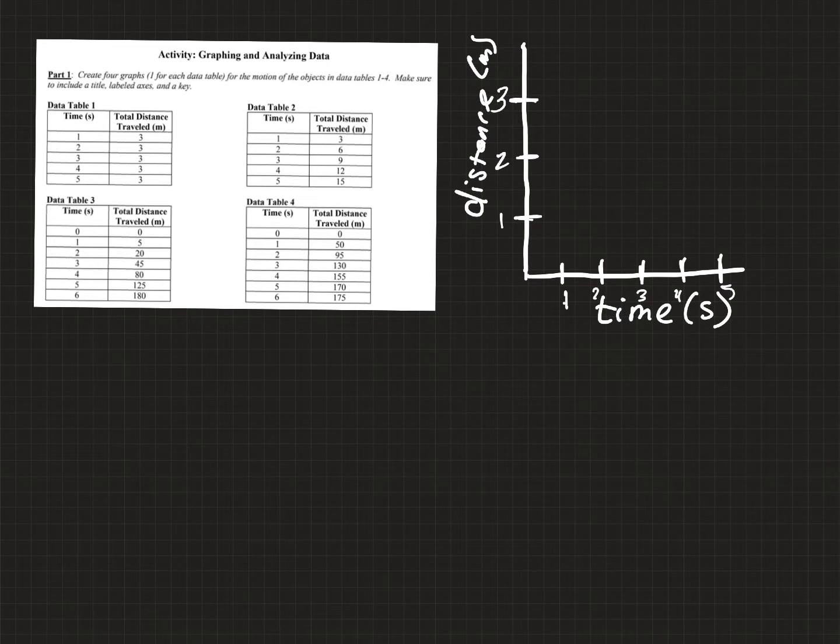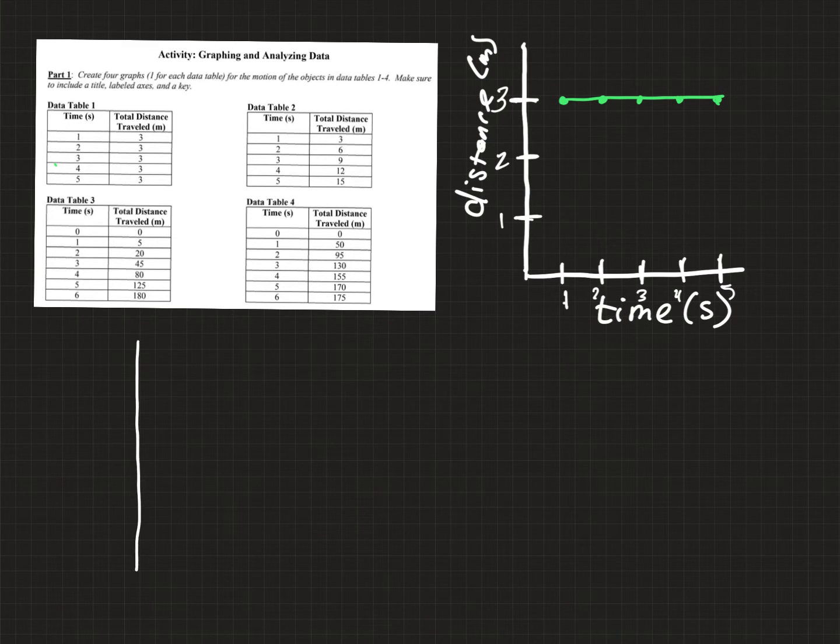And then you're going to plot these points. At 1 second, we went 3 meters. At 2 seconds, we went 3 meters. 3 seconds, 3 meters. 4 seconds, 3 meters. 5 seconds, 3 meters. Then connect your dots. Okay, so the first one should be fairly straightforward. So let's look at number 2.